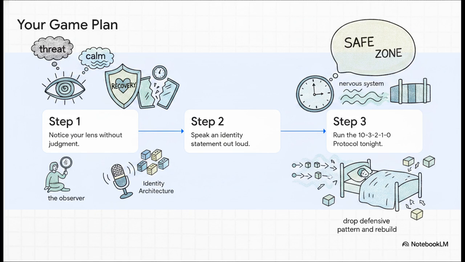Step 2. Tomorrow morning, before you check a mirror or even think about stepping on a scale, use identity architecture. Say a statement out loud, like, I am someone who protects my recovery. Change the physical measurement you're actively projecting onto your day. And step 3, tonight, before bed, run the 10-3-2-1-0 protocol. This is a highly effective physical way to signal that safe zone to your nervous system, allowing your amazing body to drop its defensive pattern and actually rebuild while you sleep.